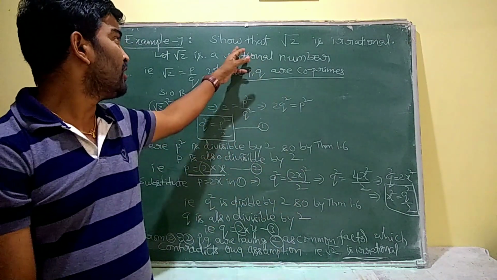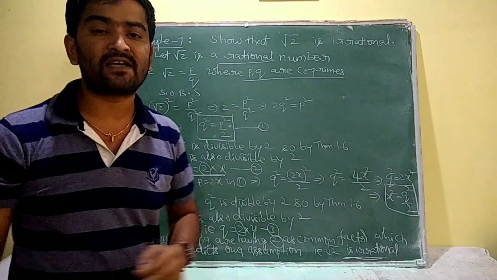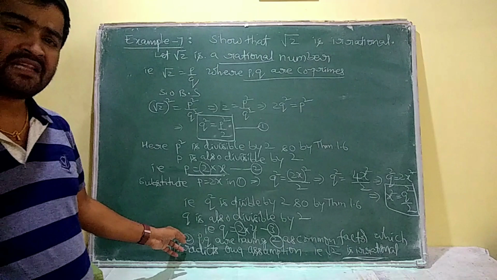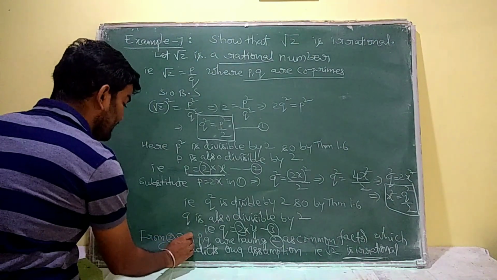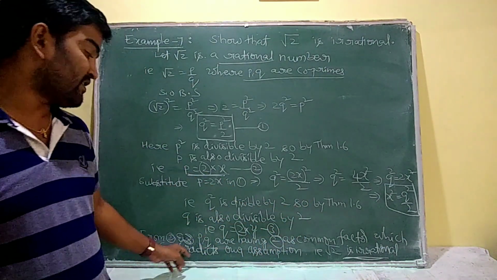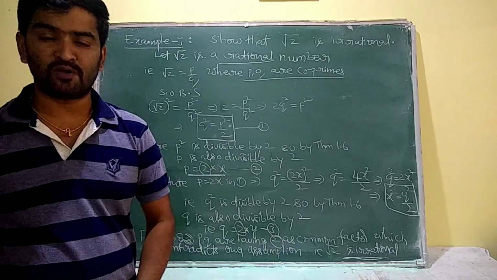What did we assume ma? Root 2 as a rational number. So that is wrong. Then what is correct? Root 2 is irrational. That's our conclusion ma. From 2 and 3, p comma q have 2 as a common factor, which contradicts our assumption. Hence root 2 is an irrational number.